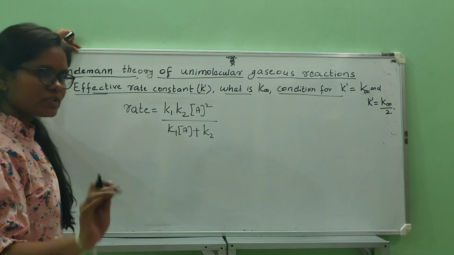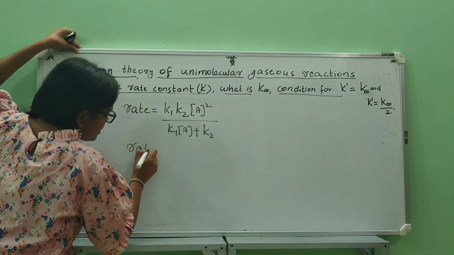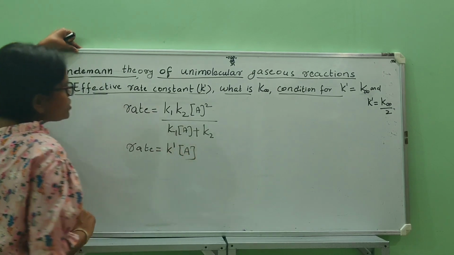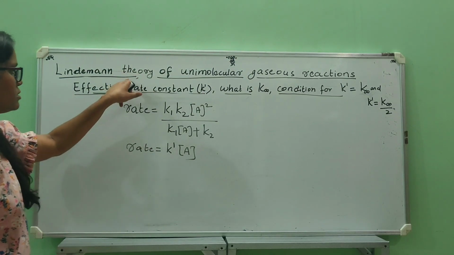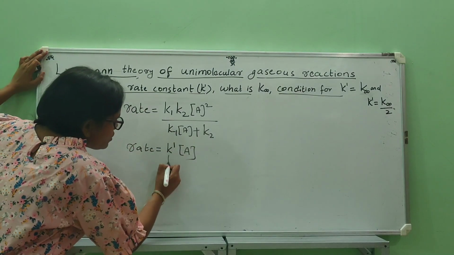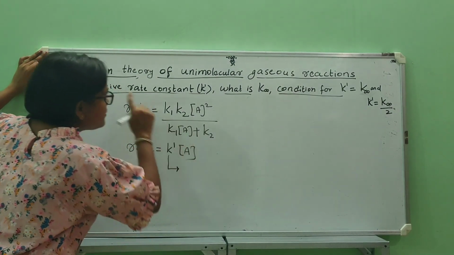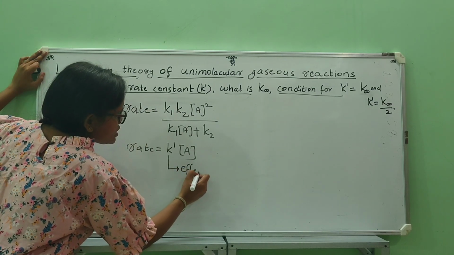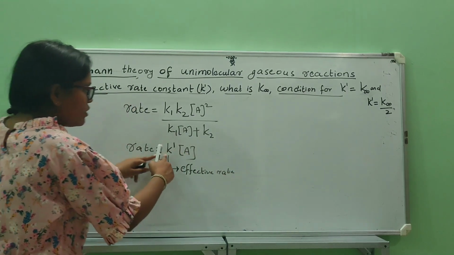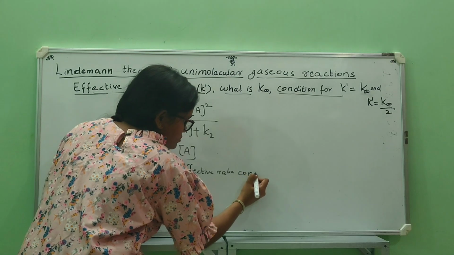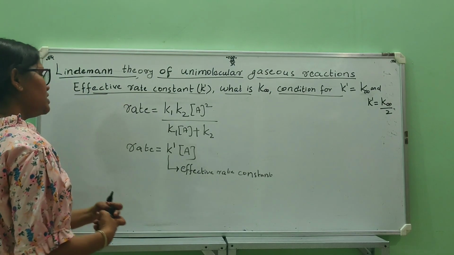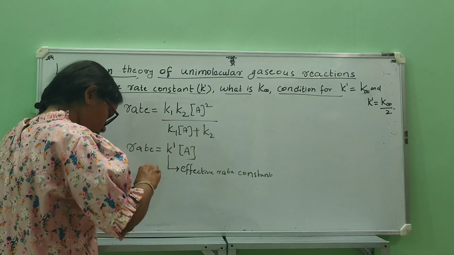But experimentally, it was found that rate is equal to some constant K dash into A. So this is the theoretical rate law given by Lindemann for unimolecular gaseous reaction, and this is the experimental rate law. So this rate constant in the experimental rate law is called effective rate constant, okay? So this is effective rate constant. Now we need to find the value of effective rate constant K dash. So how do we do that? For that, we need to compare the experimental rate law and theoretical rate law.